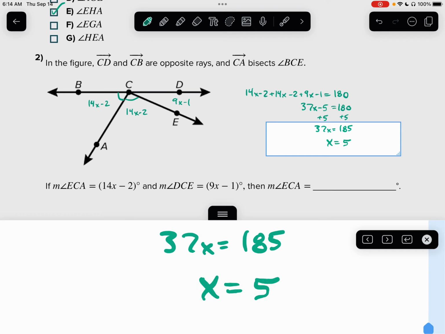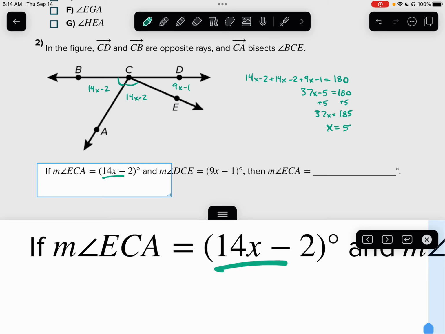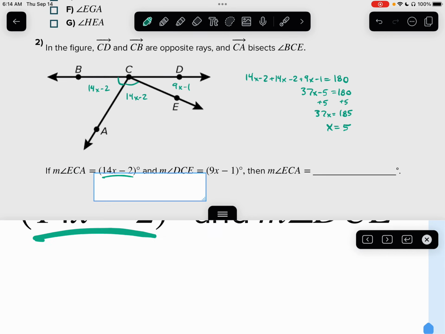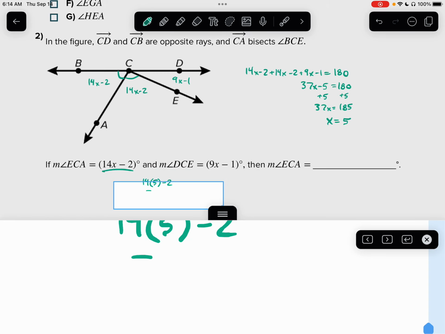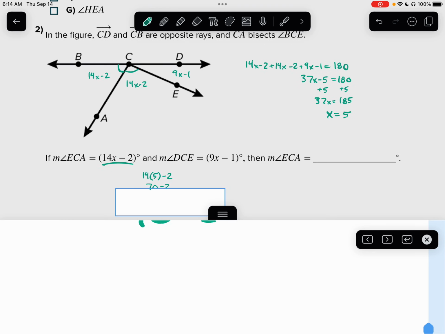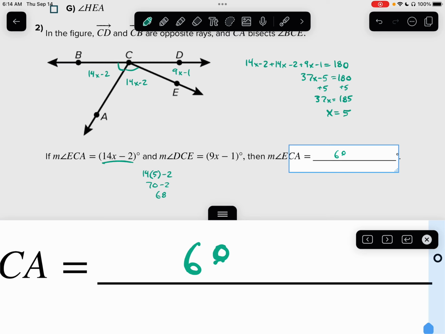So that's our x value. However, the question was asking for the measure of angle ECA. ECA is right here, that's 14x minus 2. So ECA is 14 times 5 minus 2. 14 times 5 is 70, so ECA should be 68 degrees. And that's our answer there. Okay, so there we go.